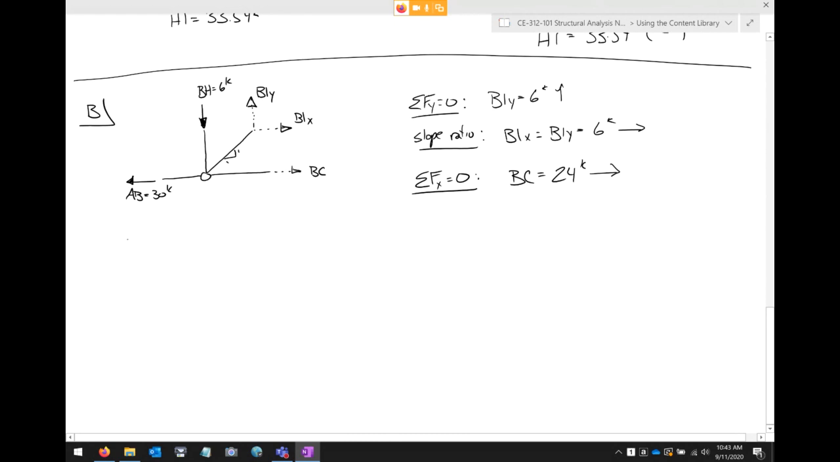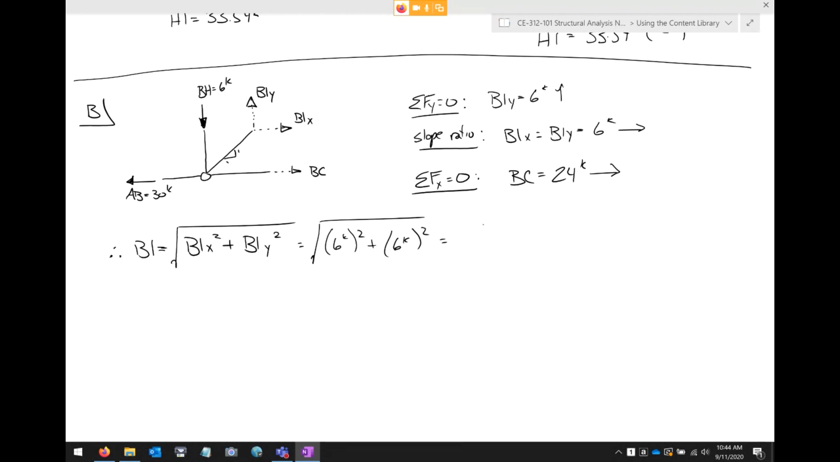Okay. So, BI. So, now we do our diagonal. BI is the square root of BIX squared plus BIY squared. So 6 kip squared plus 6 kip squared. I think you all could probably do that one on your own. So just 6 squared plus 6 squared, square root of 72 comes out to something like 8.49 kips.